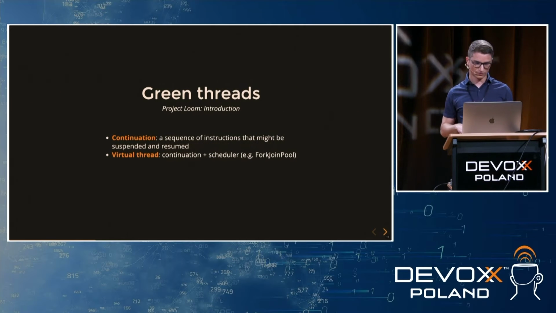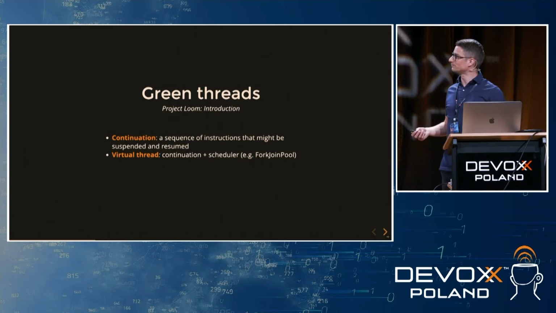I would like to tell you more about Project Loom. But before we dive deeper into Project Loom, we need to define one more concept. And this is the concept of a continuation. A continuation is a sequence of instructions that might be suspended and resumed at some later point in time. If we combine a continuation with a scheduler, then we can talk about virtual threads. But we need implementations for those. We need an implementation for both the continuation and the scheduler itself.